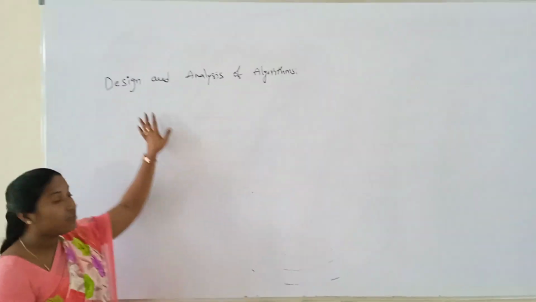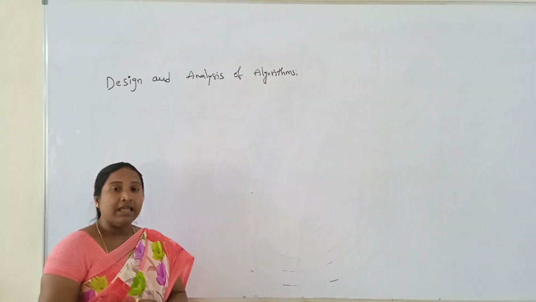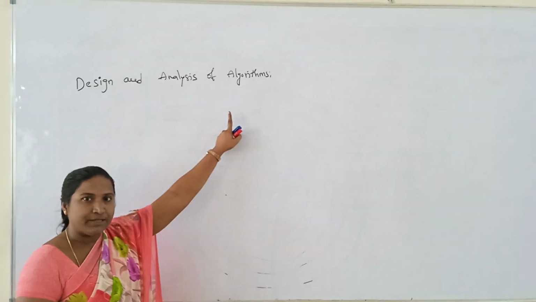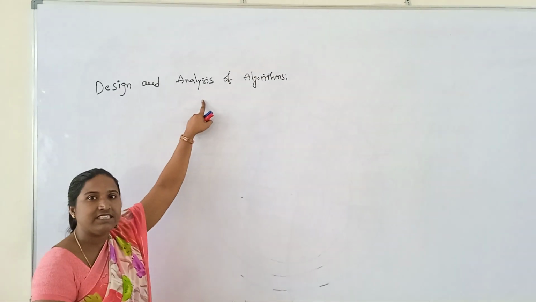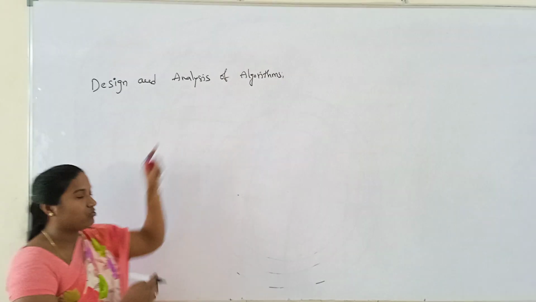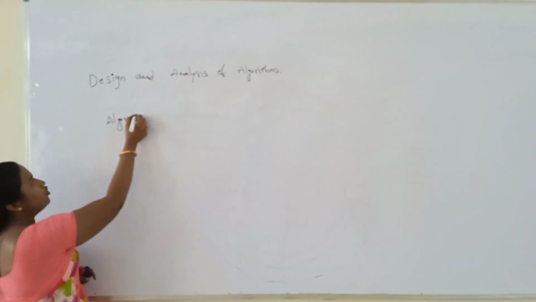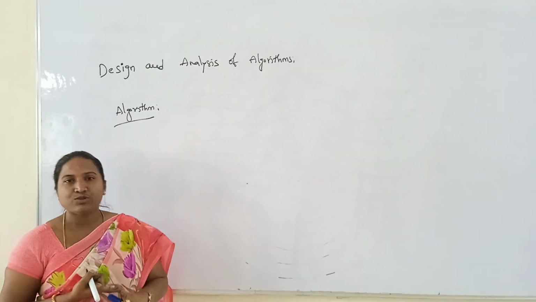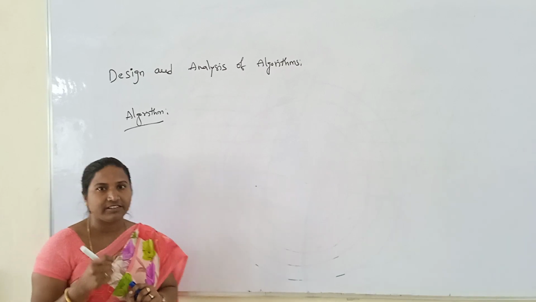The subject of design and analysis of algorithms. Let's go and learn in detail what is an algorithm, how to design an algorithm, how to analyze the algorithm. Let's see about this. We commonly know what is an algorithm. An algorithm is a step-by-step process to complete a specific task.